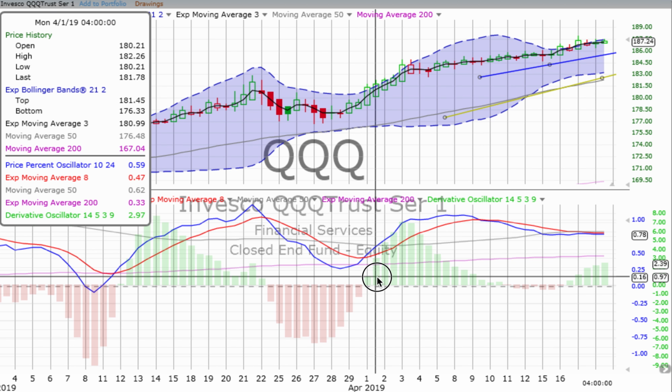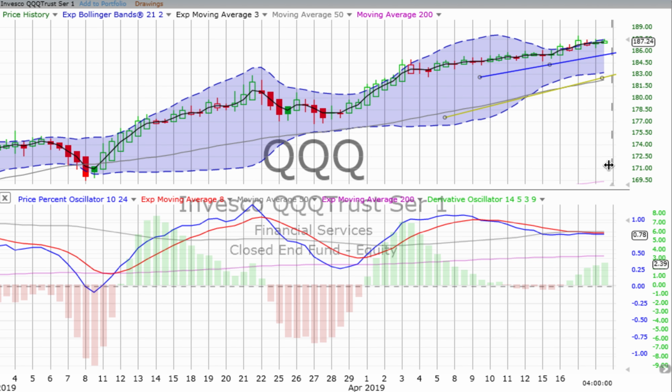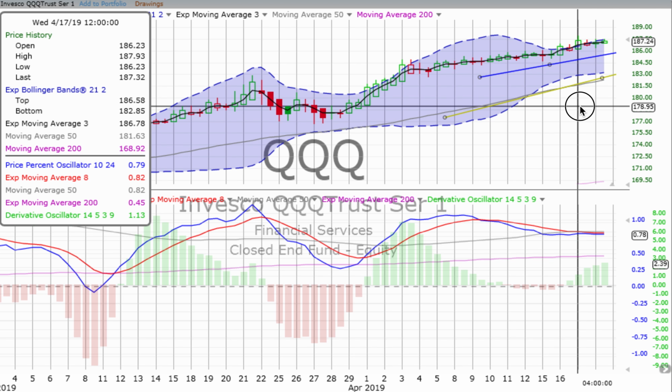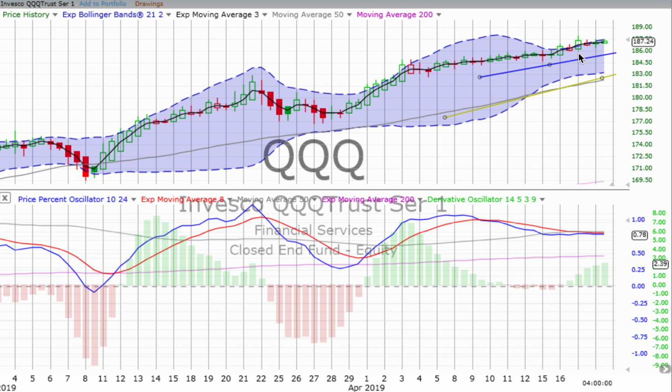You've done well if you jumped in on this 4-hour chart in the afternoon on Monday the 1st. It has done very, very well for you, somewhere around the 181 range up to a high of 187.93, almost 188. So again, not bad at all over the course of just a few days. So again, keep your eye on things. What has it been, about 2 weeks now? So not bad at all, 5 trading days or so. So looking pretty good and decent.